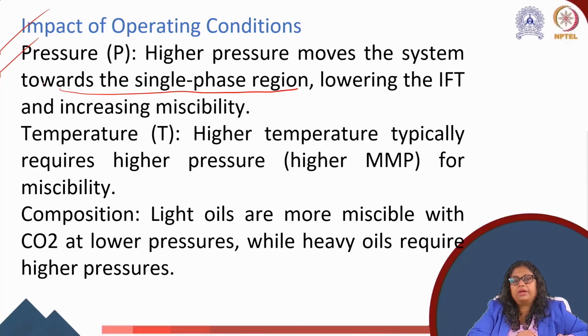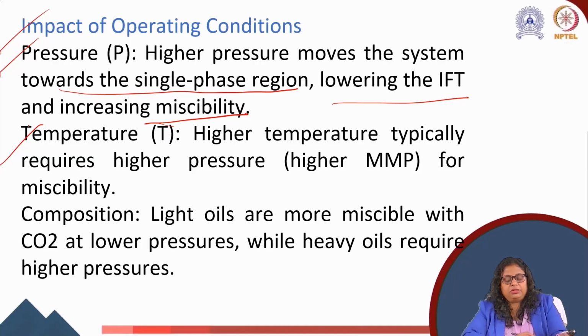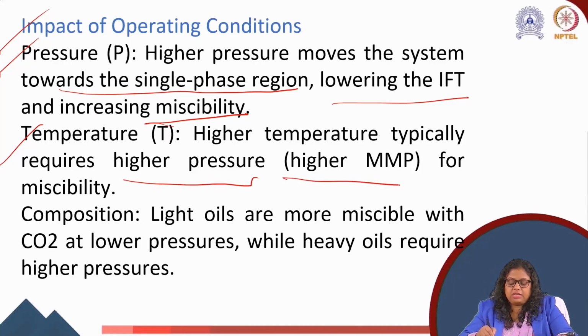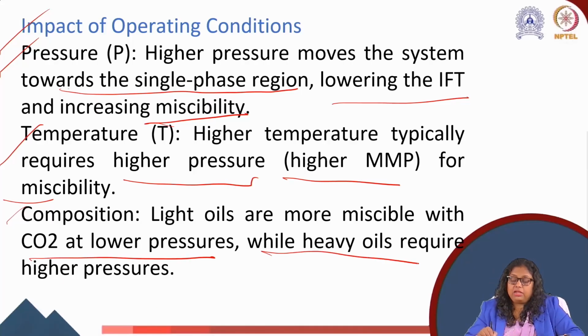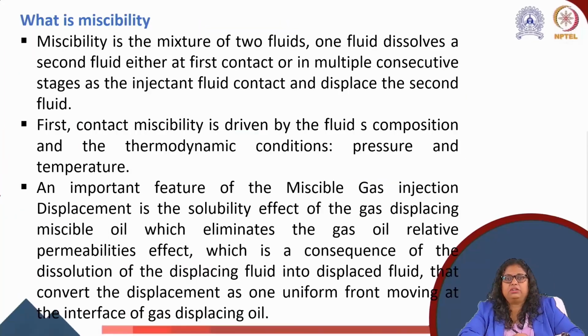So the first impacting criterion of operating condition is pressure. Higher pressure moves the system towards your single-phase region, and that lowers the IFT and increases the miscibility. Second, we do have temperature. Higher temperature typically requires higher pressure, that means higher MMP for your miscibility. Then talking about composition, light oils are more miscible with CO2 at lower pressure, while heavy oils require higher pressure. So these are the impacts of operating conditions.